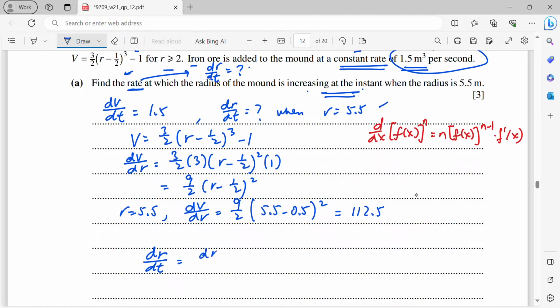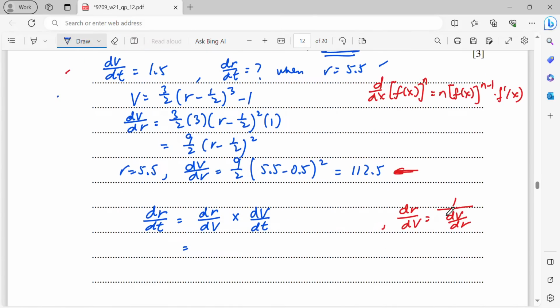And now we need to find dr over dt. This is going to be dr over dV times dV over dt. So for your information, dr over dV is the same as 1 divided by dV over dr. That means I need to take 1 over this value for my dr dV. So it will be 1 over 112.5 multiplied with dV dt, which is given as 1.5. Therefore, you will be getting 1 over 75 meter per second. So that is the dr dt.